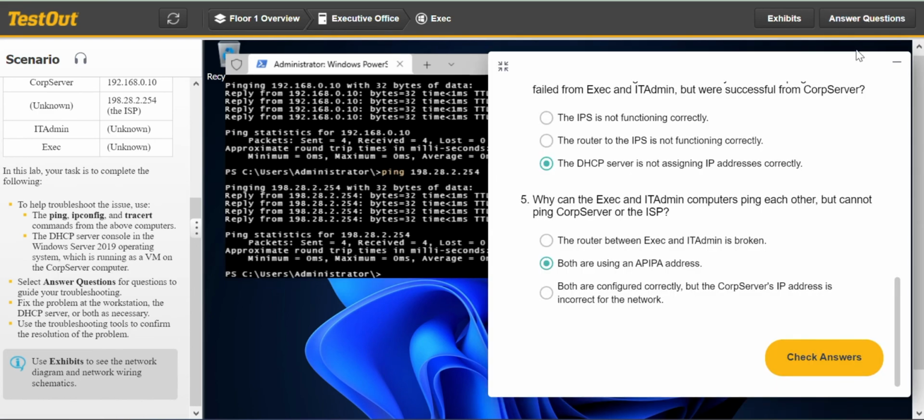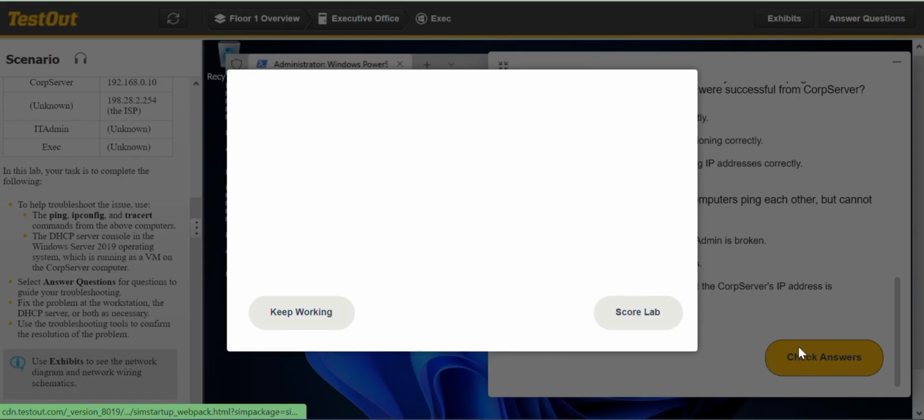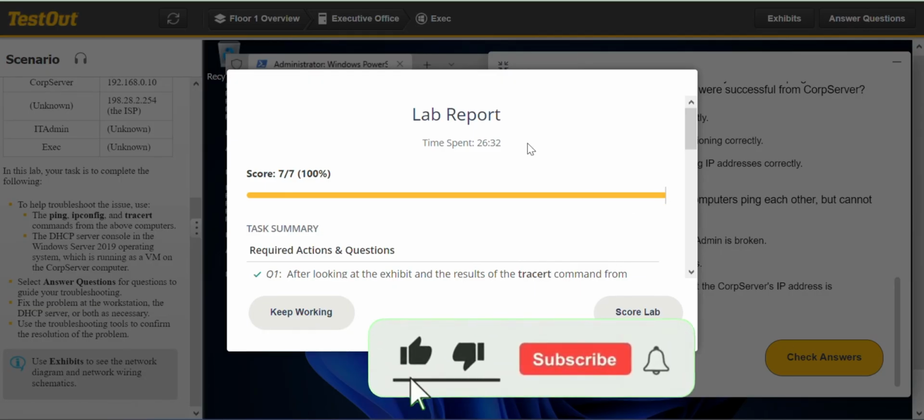Let's see if we are done, if we fixed it. And that's it, we are done with this lab.